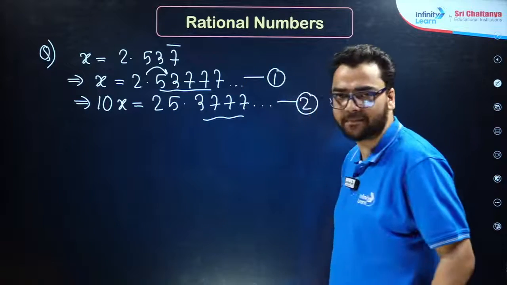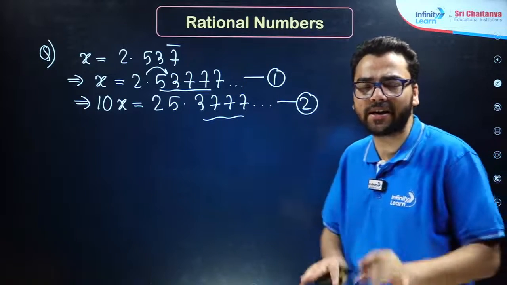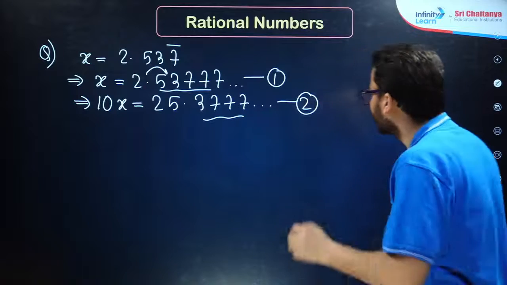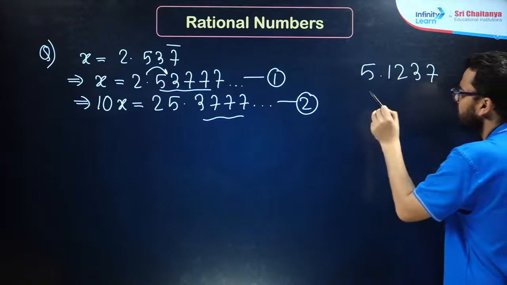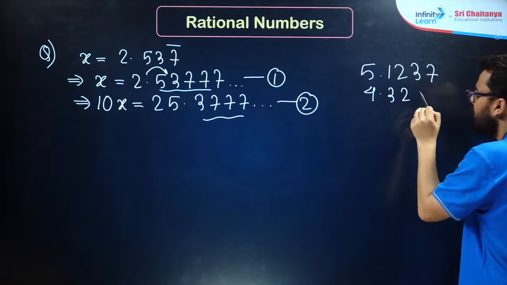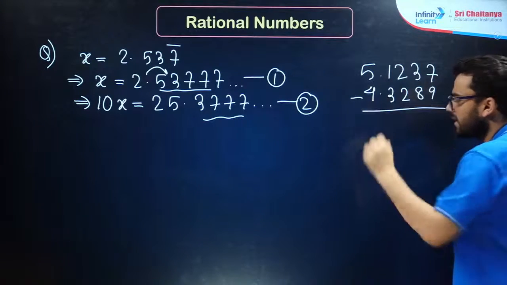That is not easy. It is not terminating. Are you understanding the logic? For example, you have got 5.1237 and you are subtracting 4.3289. So in this case, you can easily subtract.